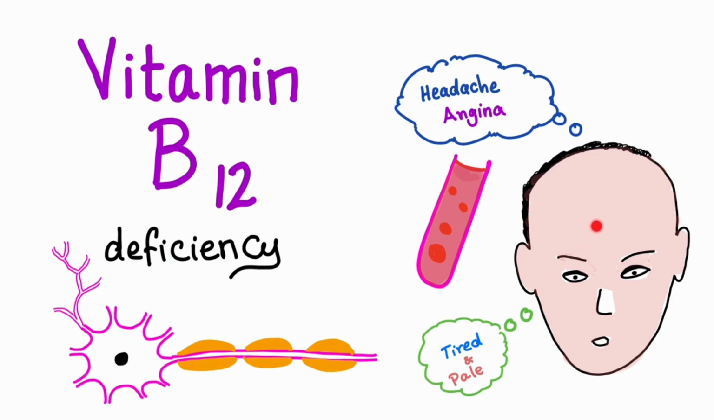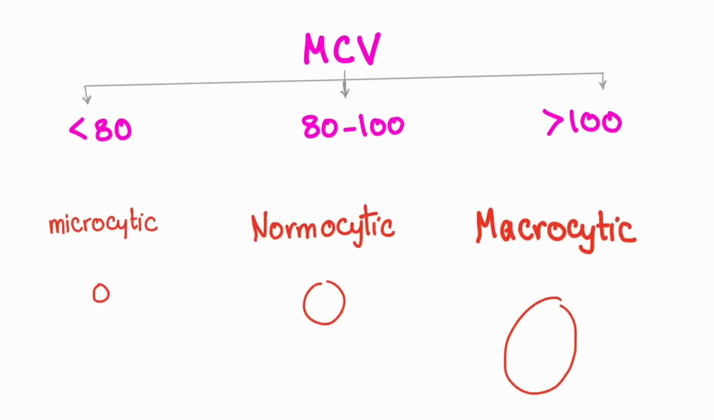Okay, so here anemia: tired and pale, headache, angina, murmur, symptoms of anemia, neurological symptoms, and of course vitamin B12 is a macrocytic anemia. However, folate deficiency had symptoms of anemia but no neurological symptoms. Huge difference. So as you know, the mean corpuscular volume can determine whether the anemia is microcytic, normocytic, or macrocytic.